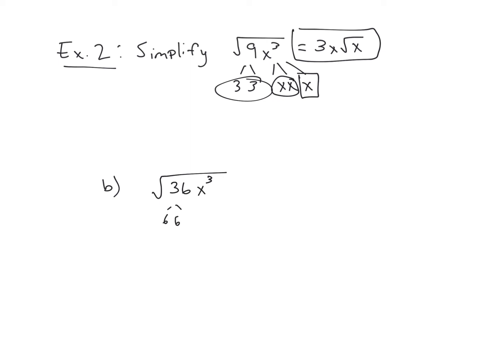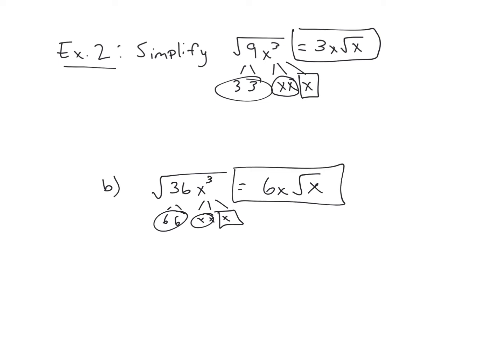Hopefully we see 6 and 6 makes a pair of 6's for the outside. Again, 3 x's makes a pair of x's, 1 for the outside and 1 left over for the inside. So I'm left with 6x square root of x as my answer there.